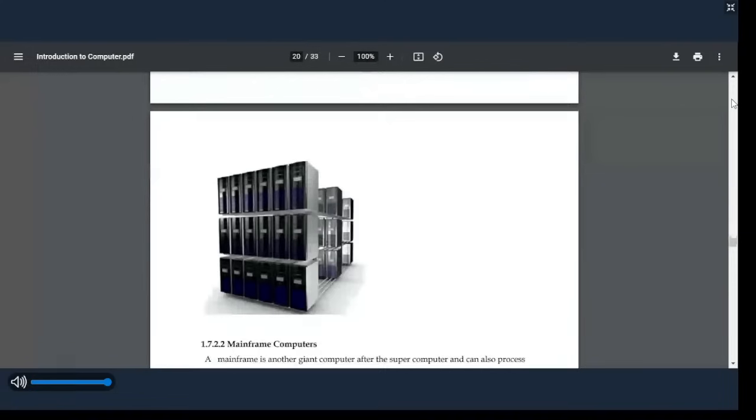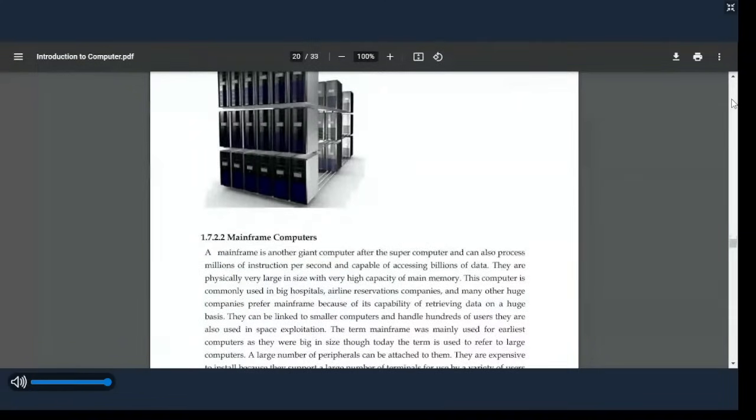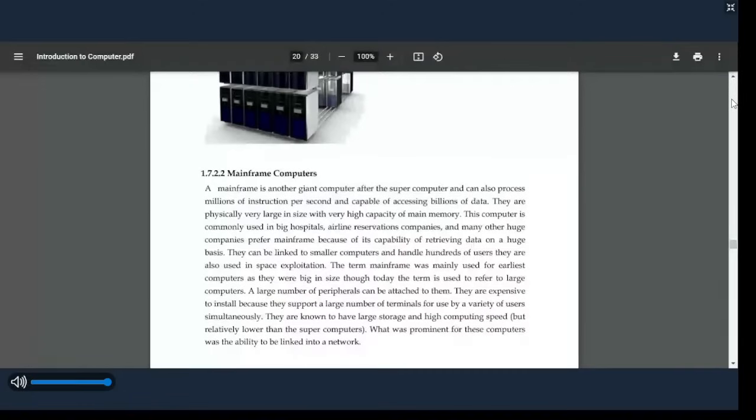Then we come to the mainframe. The mainframe computer is another giant computer after the supercomputer, executing millions of instructions and capable of accessing billions of data. They are physically very large in size with very high capacity of main memory. They are large in size, but they are smaller compared to supercomputers. Supercomputers are very big compared to mainframes. So this you need to note.